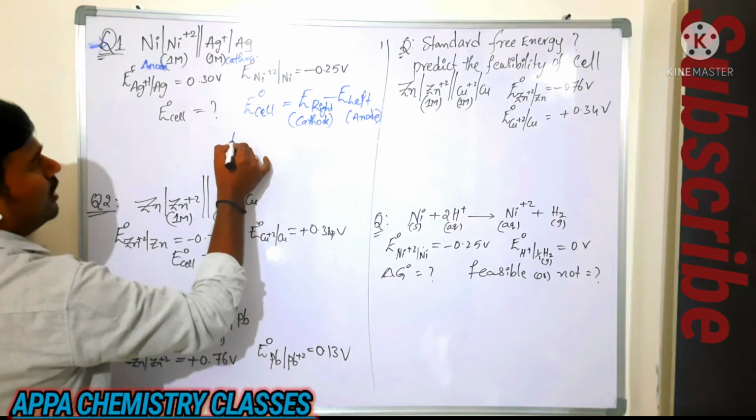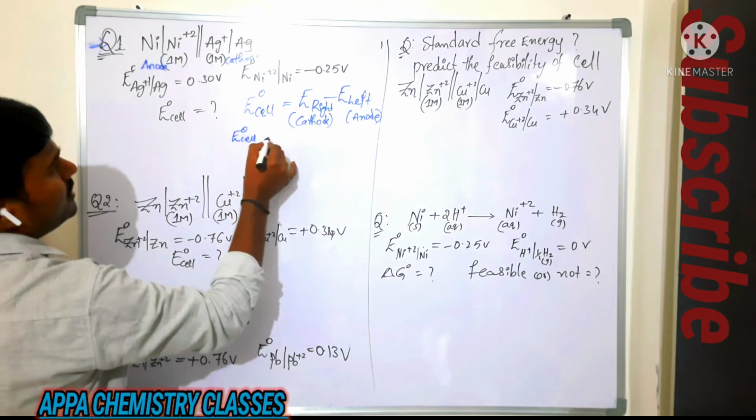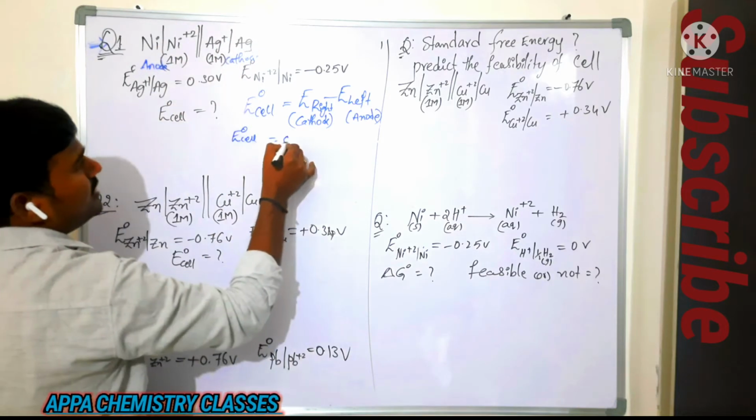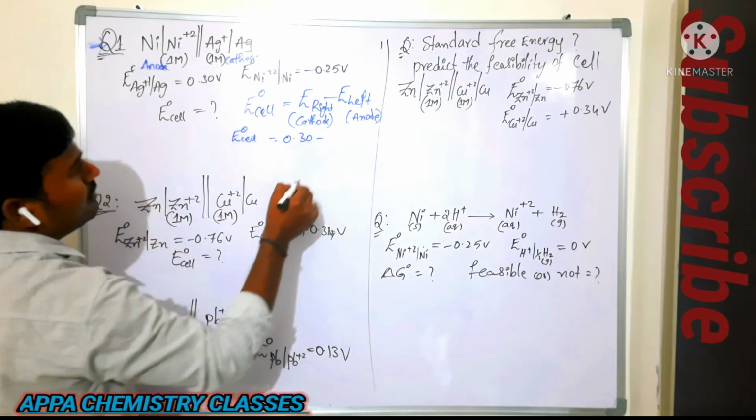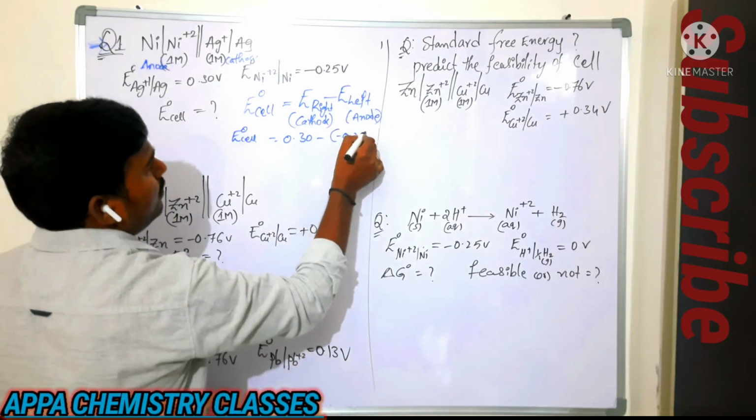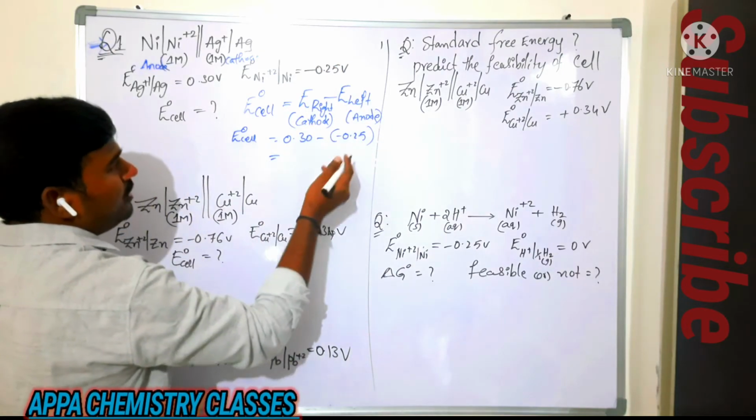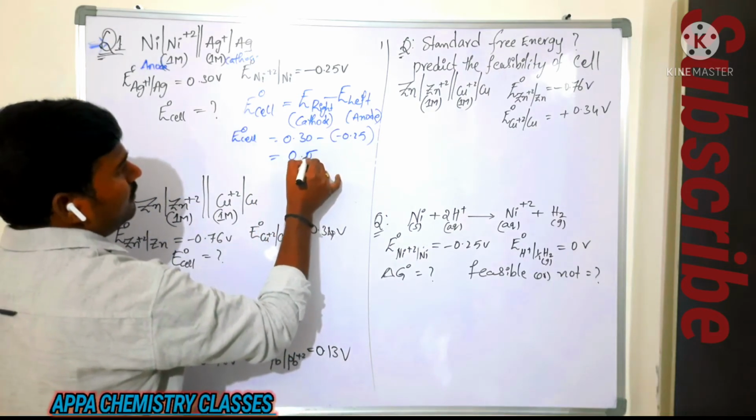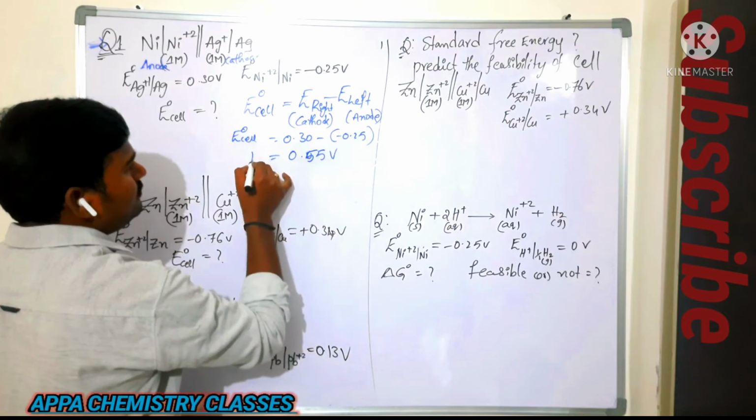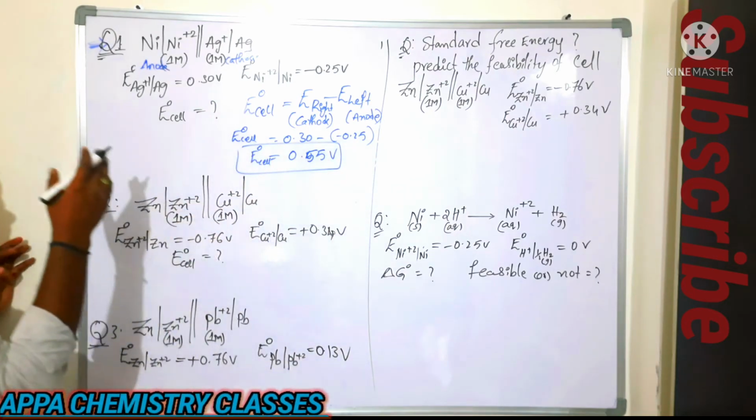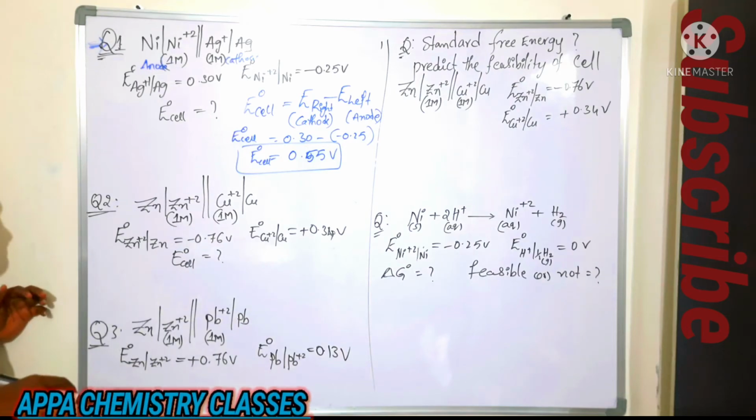So now E naught cell is equal to what? The right side, the silver, its potential is 0.30, minus the anode potential, which is minus 0.25. You add it, you will get plus 0.55 volts. That is E naught cell. The standard electrode potential of that cell reaction will be plus 0.55.